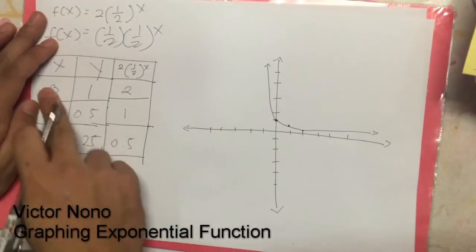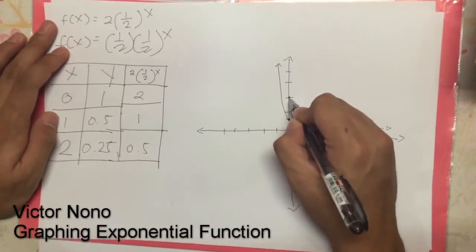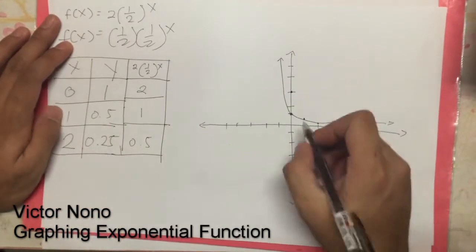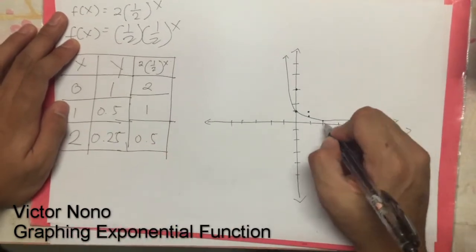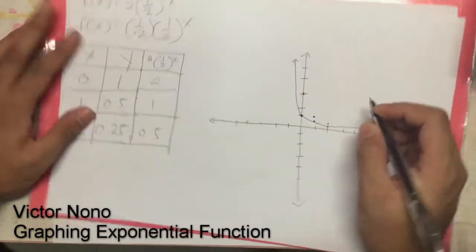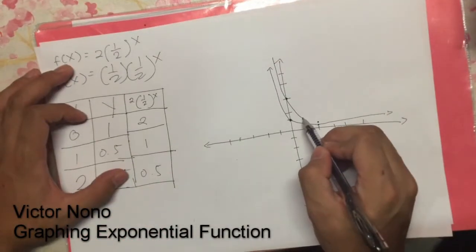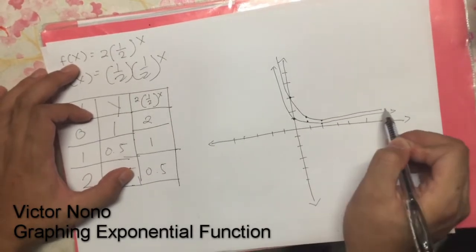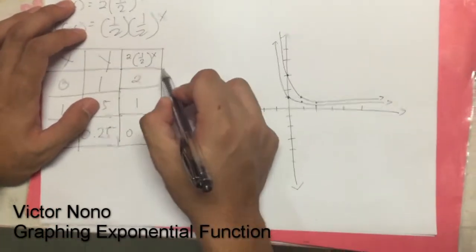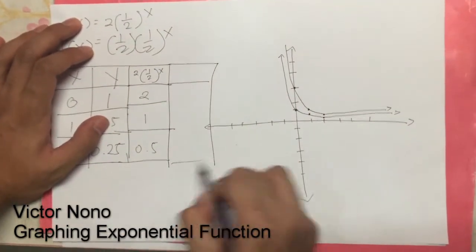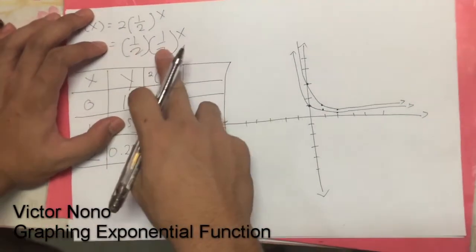So let's graph 0 and 2, 1 and 1, 2 and 0.5. So the line will be like this. So next we will make the last function. So next we will use 1/2 times 1/2 raised to x.